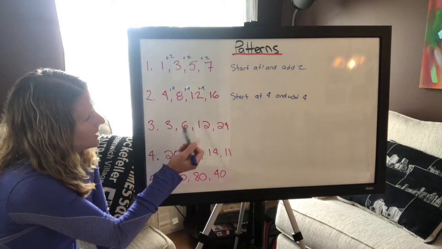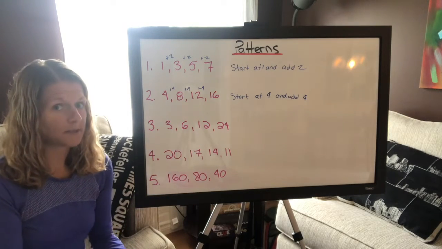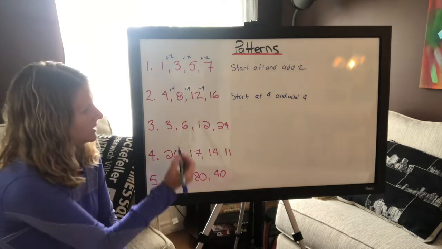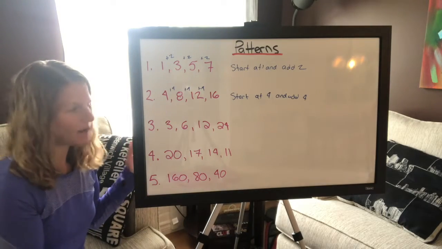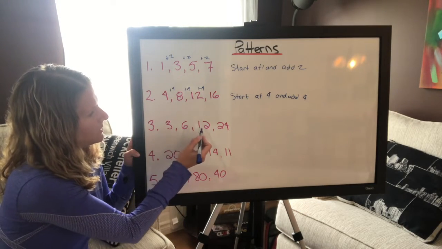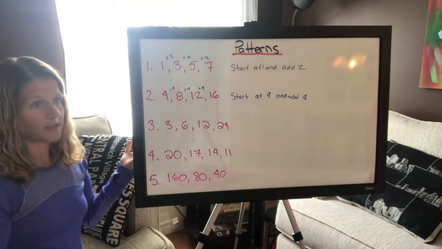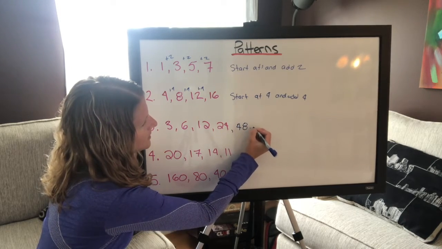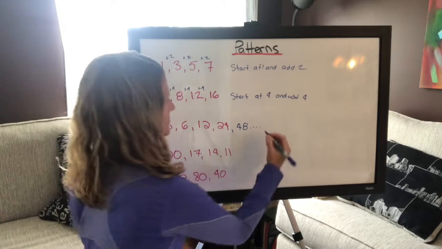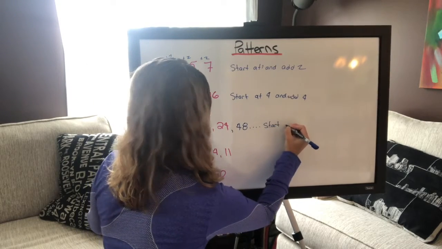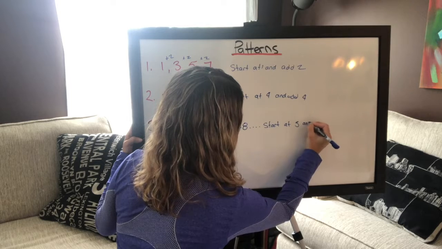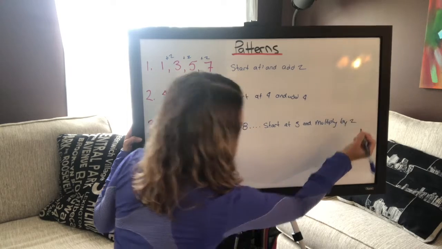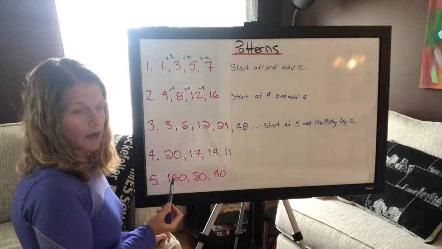3, 6, 12, 24. This one's a little bit different. How did we get from 3 to 6, 6 to 12, and 12 to 24? Well, all you had to do was multiply by 2. 3 times 2 is 6, 6 times 2 is 12, 12 times 2 is 24. So what would the next terms be? Well, they would be 48, and so on. So the pattern rule for this one is start at 3 and multiply by 2.